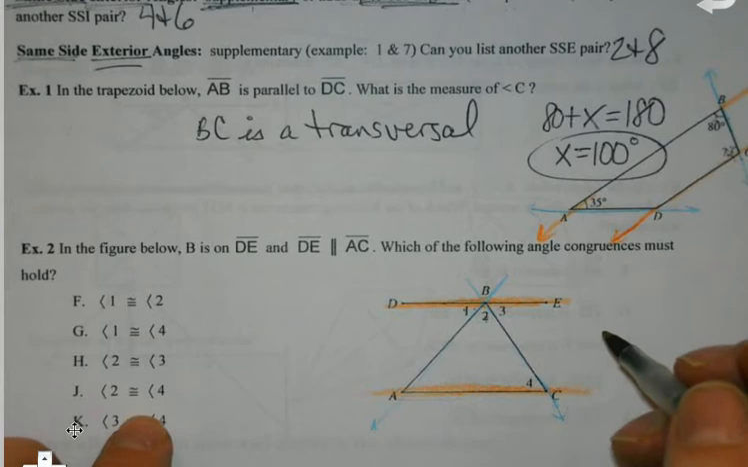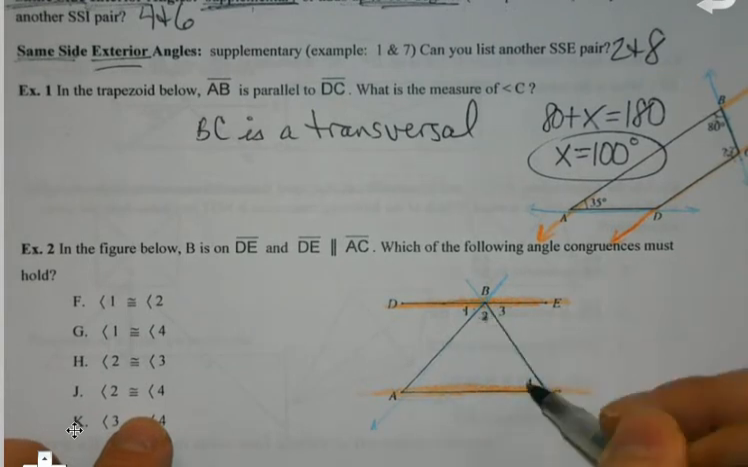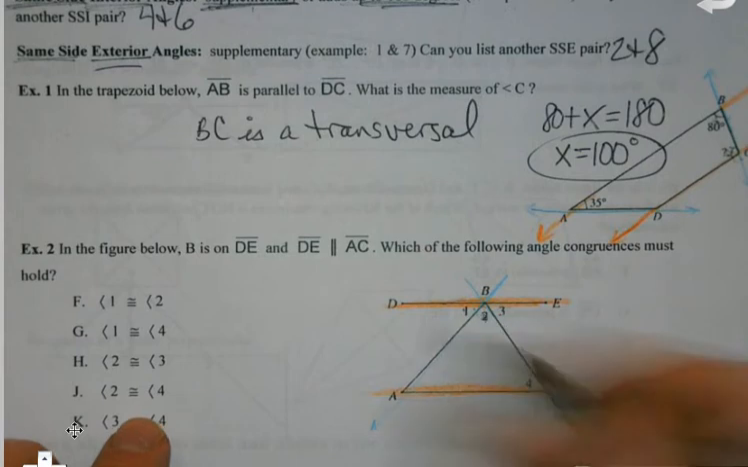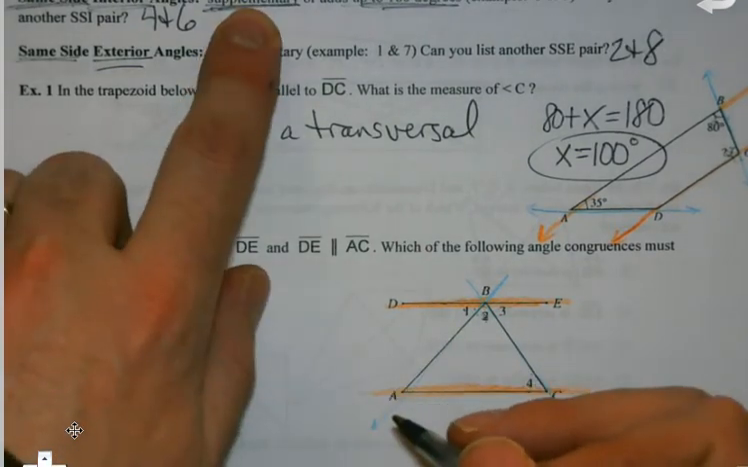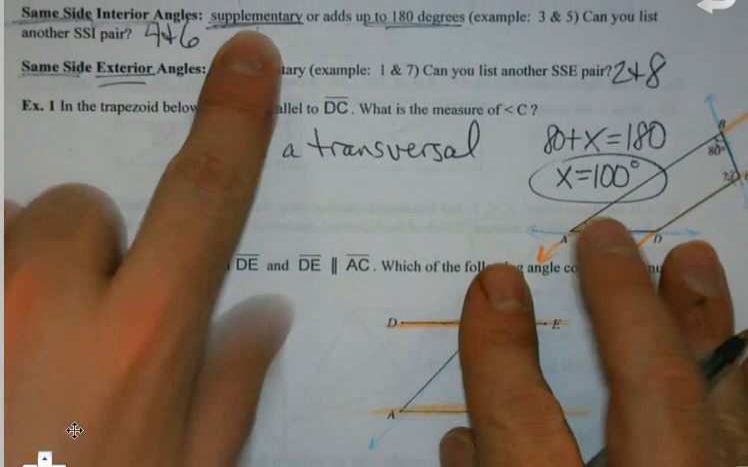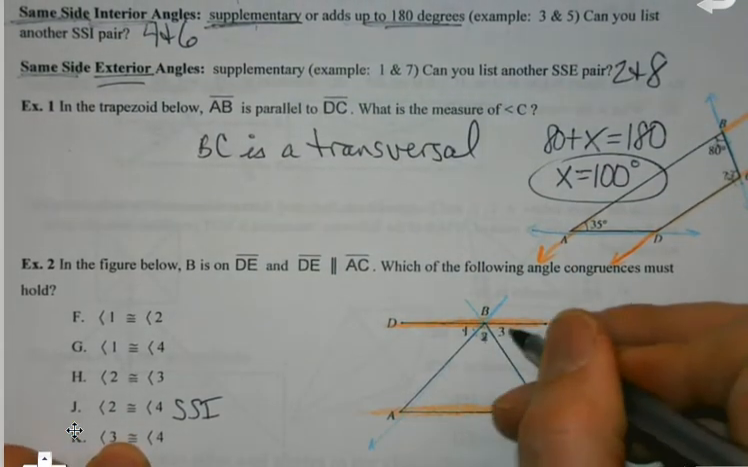Now 2 and 4 has some possibilities here, but wait a minute. 2 and 4, they're on the same side, and they're interior. So that'd be same side interior. Yeah, but they're supplementary. Okay, they're not equal to each other. They're not congruent. What about 3 and 4?